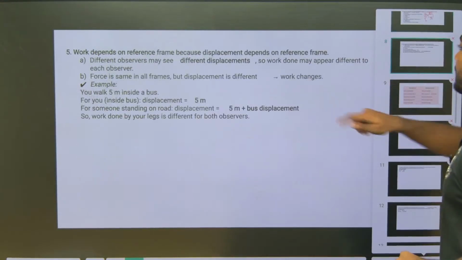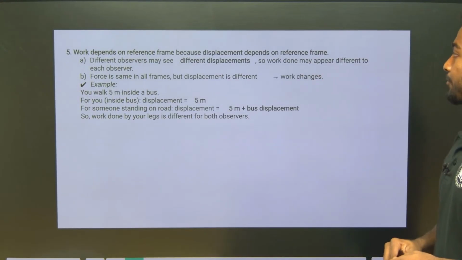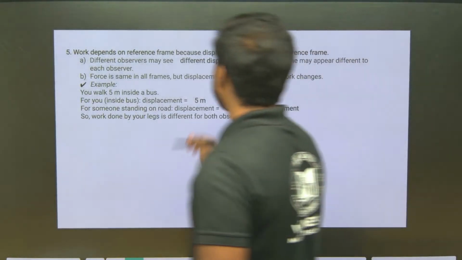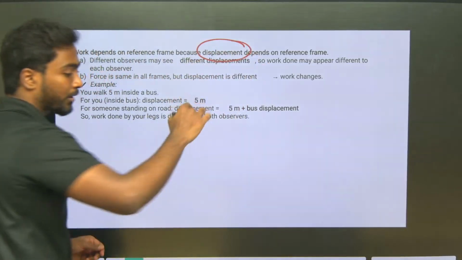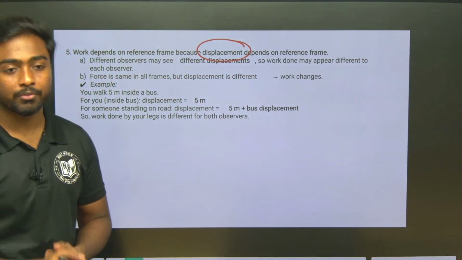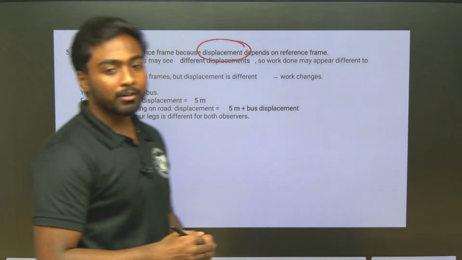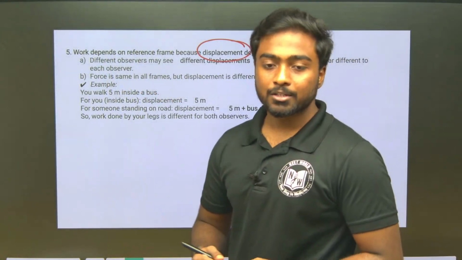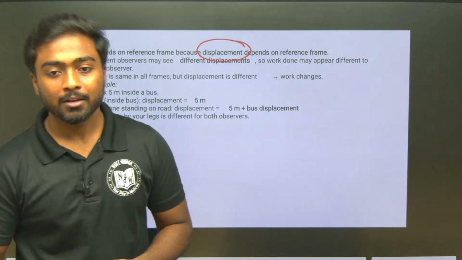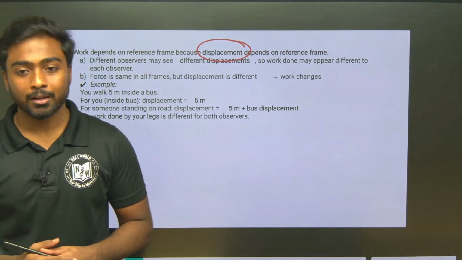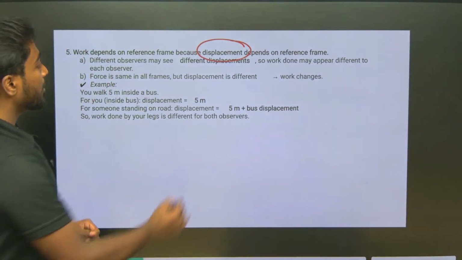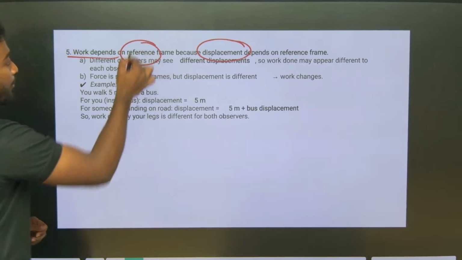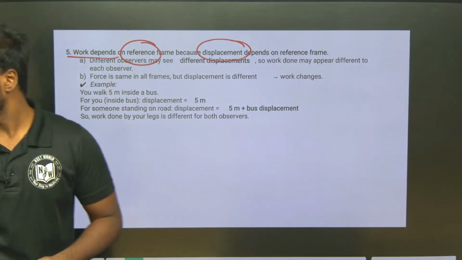And the fifth one is that the work done depends on the reference frame, because displacement depends on the reference frame. When we talk about displacement, we are talking about the initial and the final position of the object, not the path taken by the object, whether it's an actual path or a shortest path. We will discuss only the final position and initial position. Similarly, when we talk about work, the same work also depends upon the reference frame.